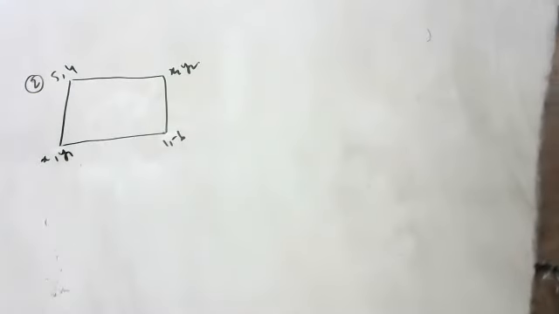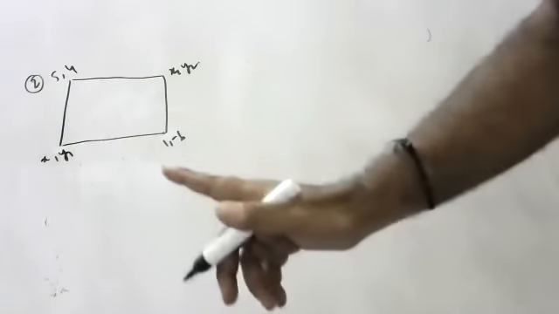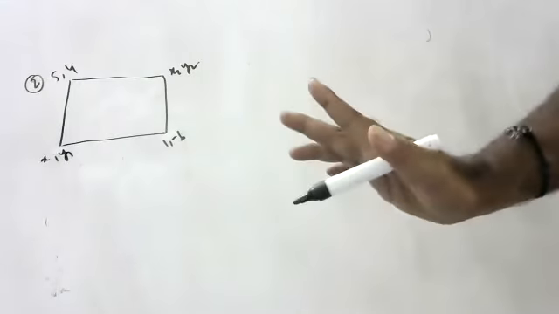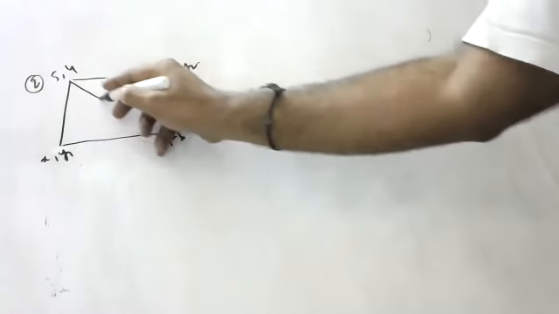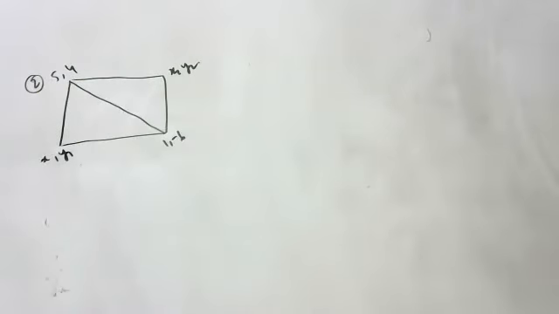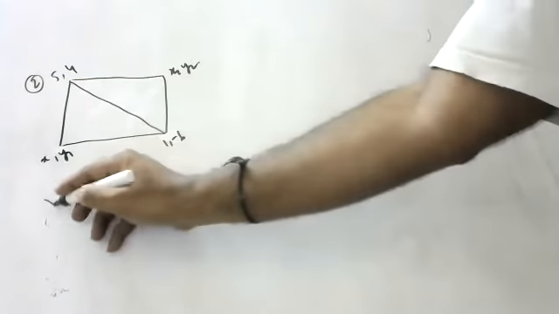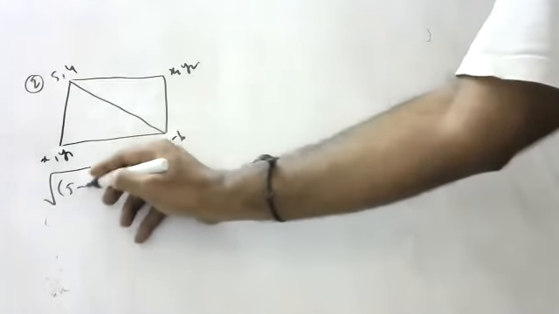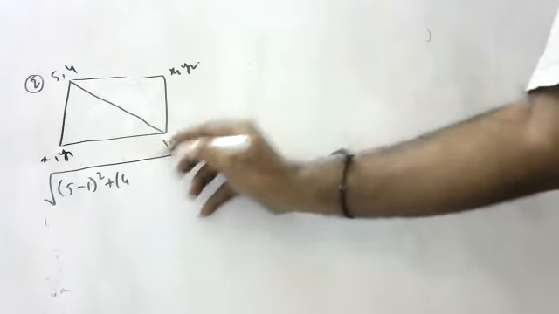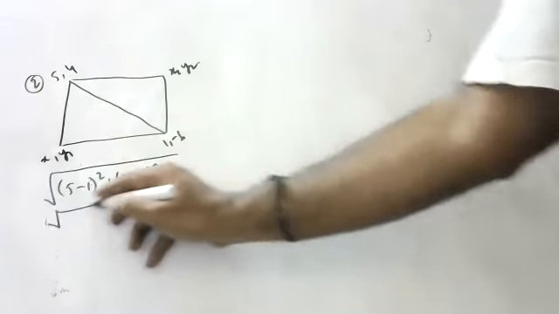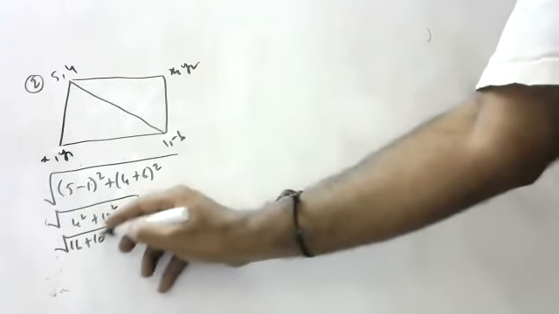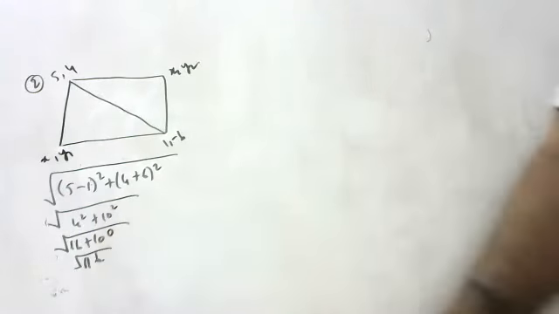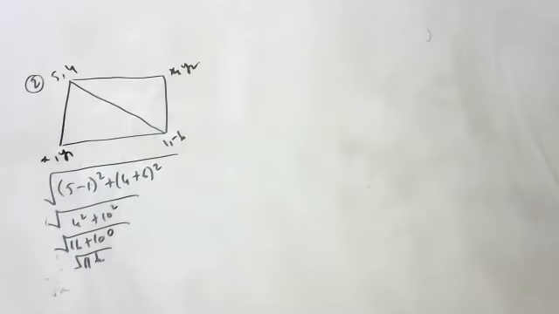Okay, children, what they said: find the two opposite vertices of the square. They are opposite. So this is the square, children. First, let me find out this distance. How to find this distance, children? Distance formula: under root of (5 minus 1) whole square plus (4 minus of minus 6) whole square, that is 4 square plus 10 square, under root of 16 plus 100, under root of 116.